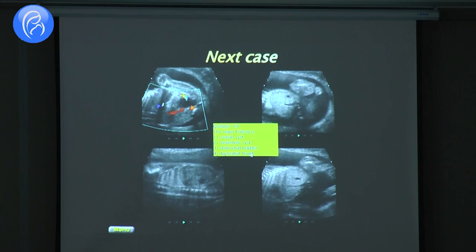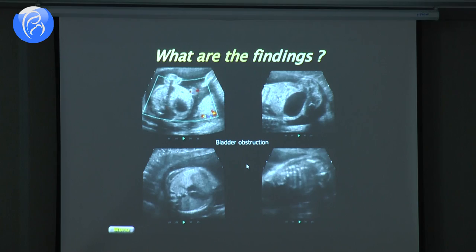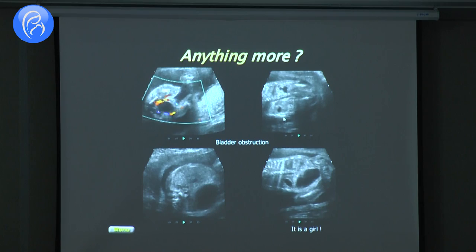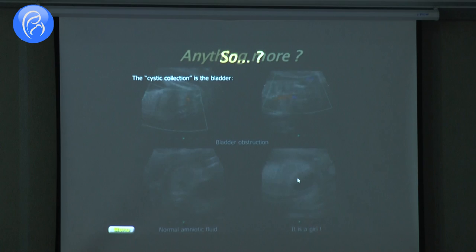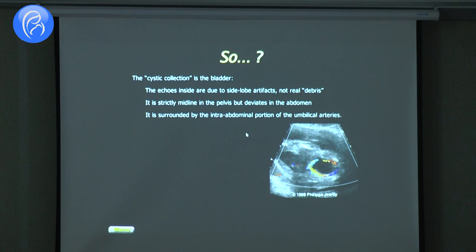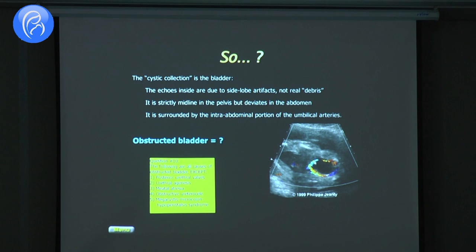So, bladder obstruction. Let me explain that for you. It's a girl, has no amniotic fluid. So we know the cyst is the bladder because we have the umbilical arteries alongside. Any cyst that has the umbilical arteries alongside has to be the bladder. There's nothing else. No mesenteric cyst, no ovarian cyst, no nothing. So it's the bladder. So why do we have an obstructed bladder?